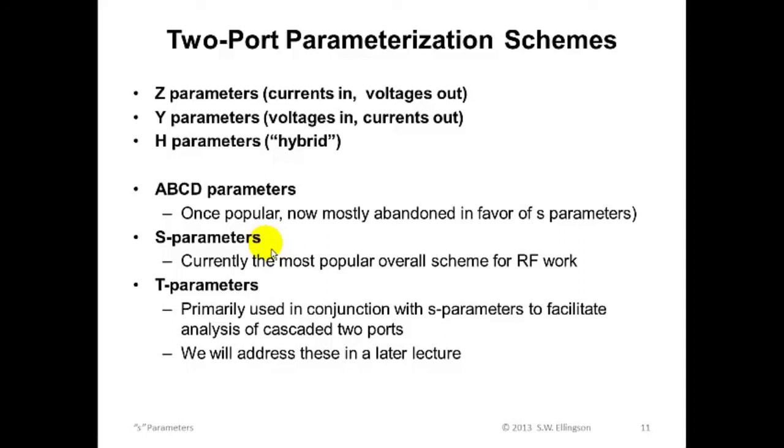A disadvantage of S-parameters will turn out to be that the analysis of cascaded two ports is relatively difficult, compared to some other schemes that we might have considered using. So this disadvantage is accommodated using T-parameters. So we'll discuss these as well, but in a later lecture. First, we'll figure out what S-parameters are all about, and then we'll discuss T-parameters later.